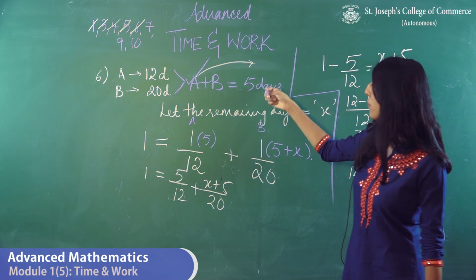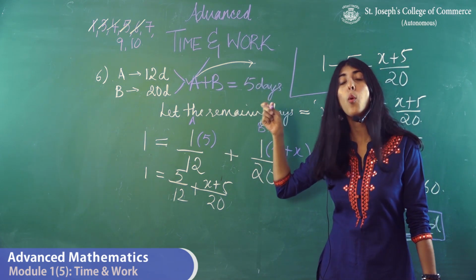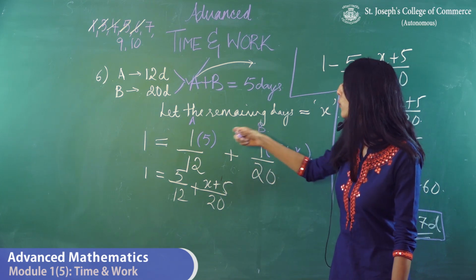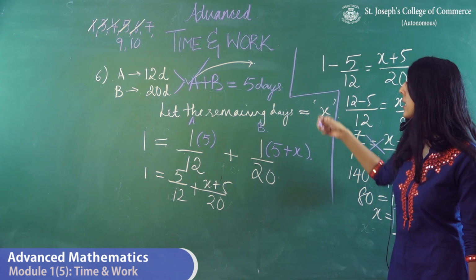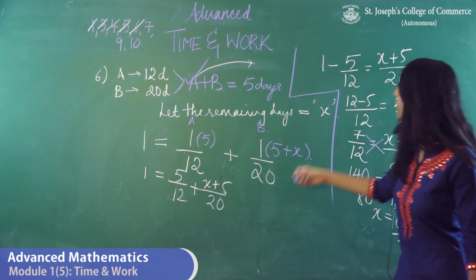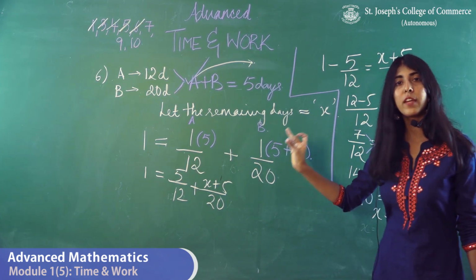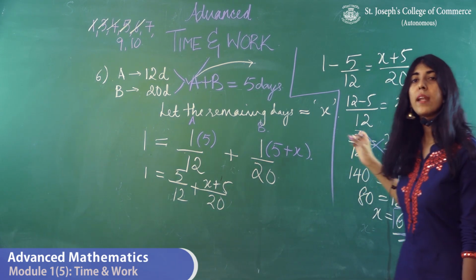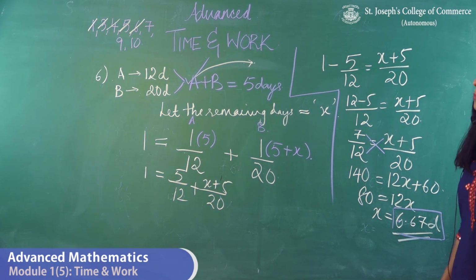A has only worked for 5 days, and out of the 5, you don't know how much he has completed. So you do 5 by 12. B has worked with A and has worked alone, so it's x plus 5. You continue solving it by putting all the constants and variables to one side and the other. You end up with the number of days that B has worked for.